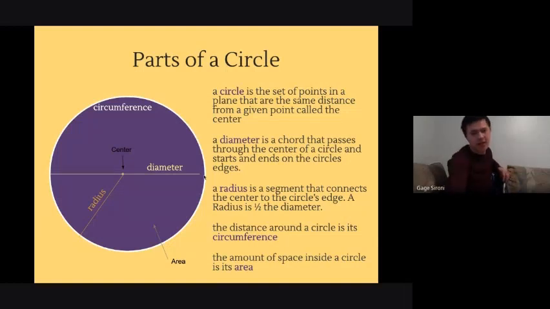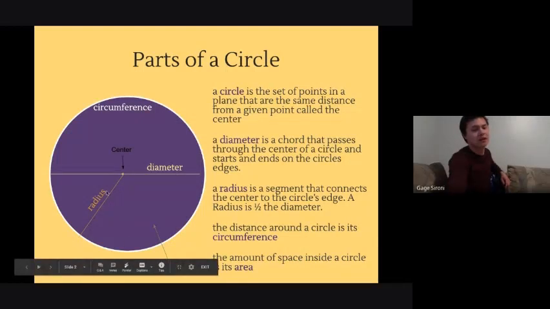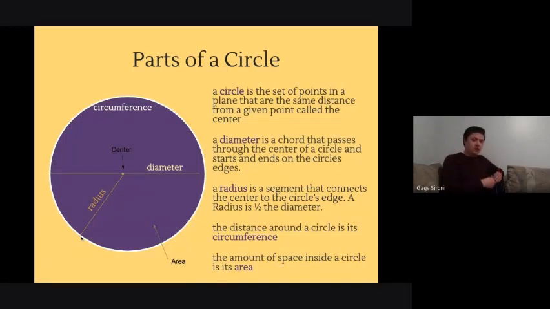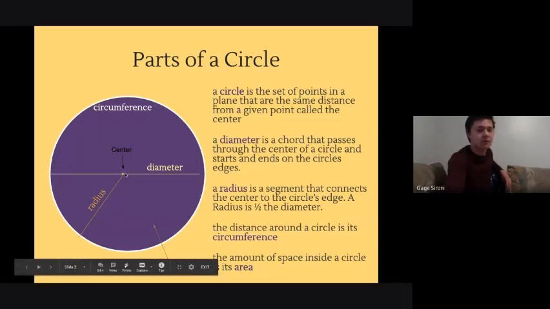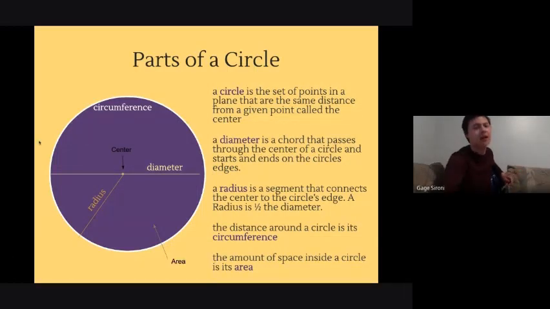Then we have a radius. A radius is a segment that connects the center to the circle's edge. A radius is 1/2 the diameter. So we've got a radius, starts at the center and goes in a straight line out to the edge. You can calculate a radius at any point. So here's a radius right here. I could also go from the center out to this point here. That would also be a radius. And like I said, a radius is 1/2 of the diameter. You could look at the diameter as being one radius here, then another radius going the exact opposite direction. Diameter is twice the radius. Radius is 1/2 the diameter.